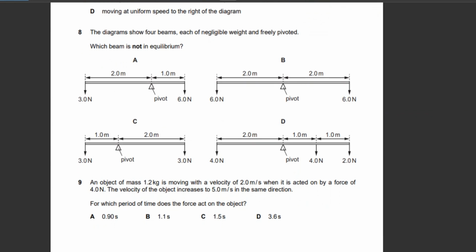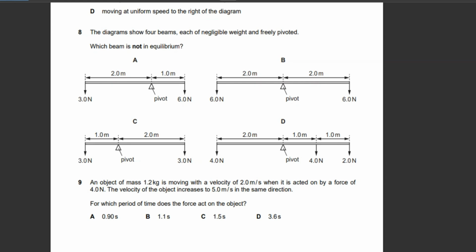The diagram shows 4 bars, 4 beams, each of negligible weight and freely pivoted. Which of the beam is not in equilibrium? I take the question again. The diagram shows 4 beams, each negligible weight and freely pivoted. Which beam is not in equilibrium?